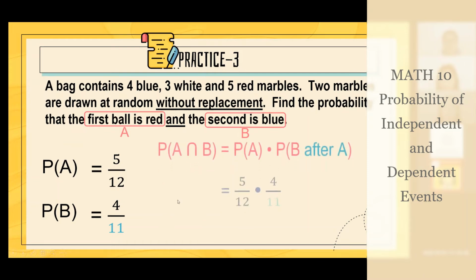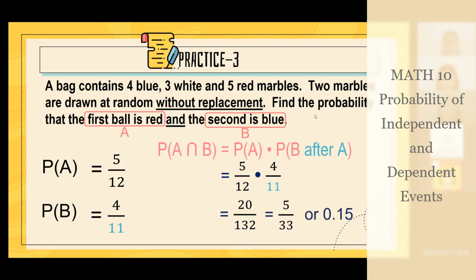And then multiply the 2. 5 over 12 times 4 over 11. You know how to do it. So 5 over 33 or 0.15. So those who answered 0.15 or 5 over 33, you got it correct. Very good. Okay, no questions. Next.